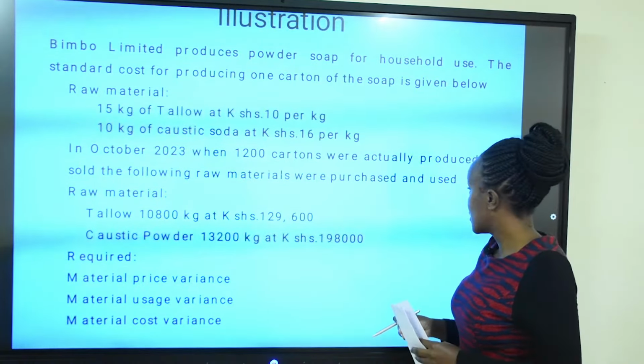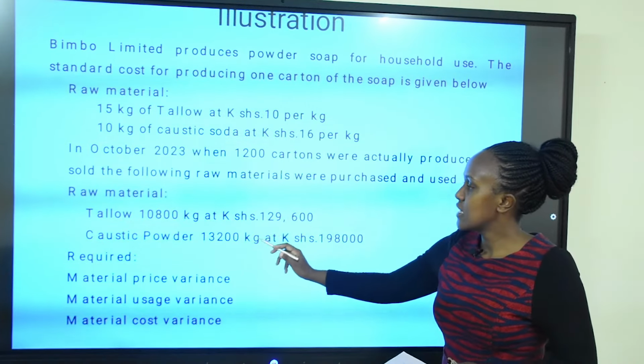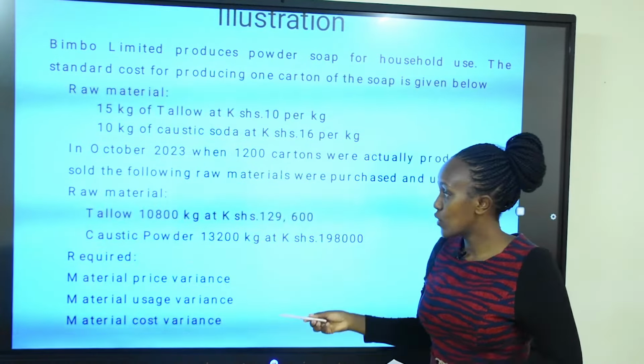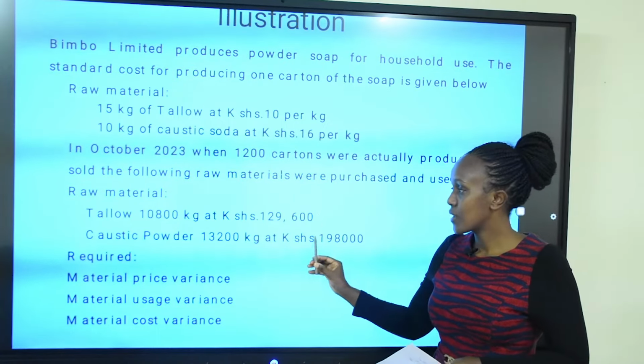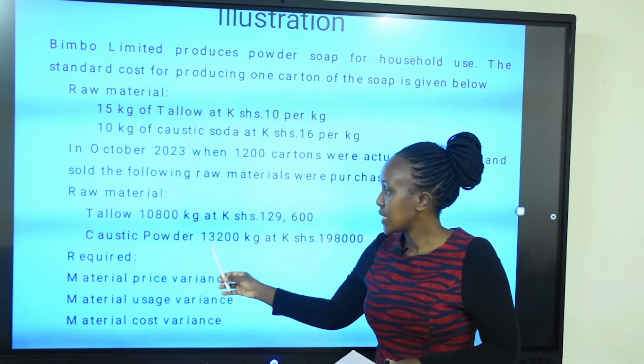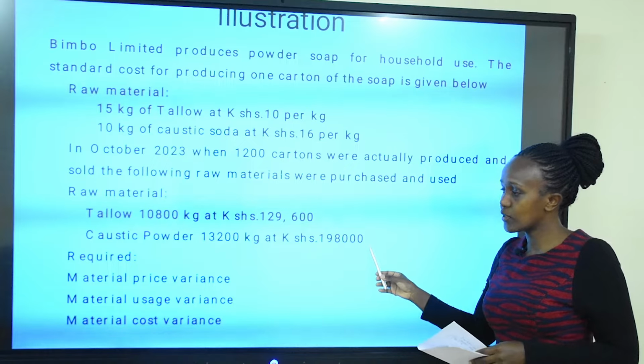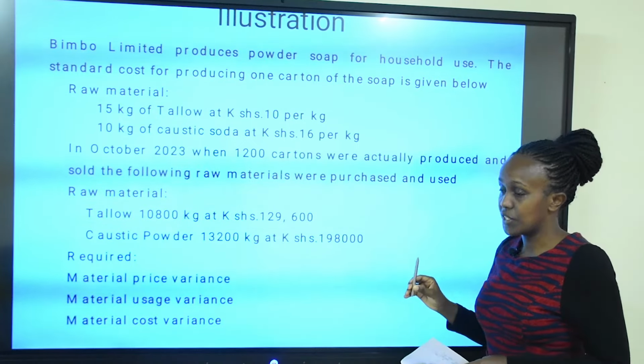This is the total cost. This is not per unit cost as compared to this. This was per kg. This is the total cost for these kgs. So they bought all these units of tallow, 10,800 kgs at shillings 129,600. And they also used all that material. Caustic soda, they bought 13,200 kgs at shillings 198,000, and again they used all that material.